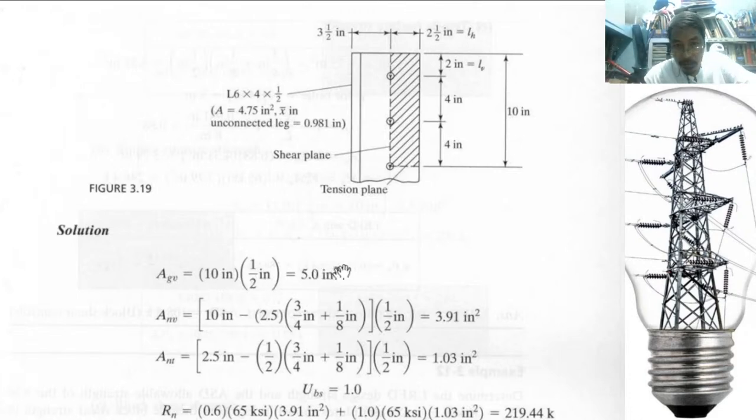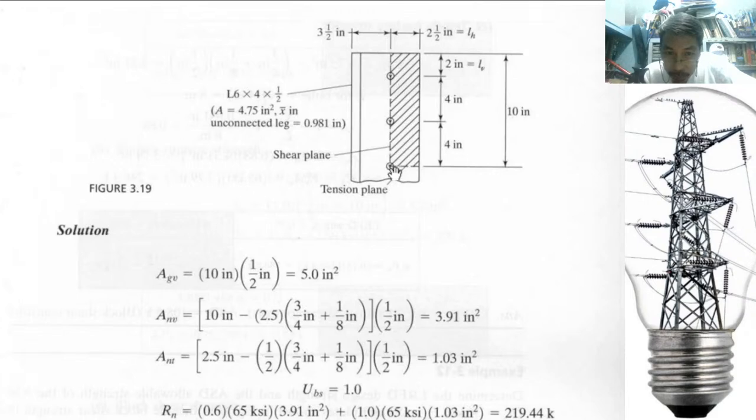Here is the thickness, 1/2, in the 6 by 4 by thickness. So 10 times thickness. Take note again, we are on the topic of block shear, not yield and rupture. That is how you calculate the gross shear area. Now, how to calculate the net shear area? We take the 10, then minus 2.5. So how many holes?